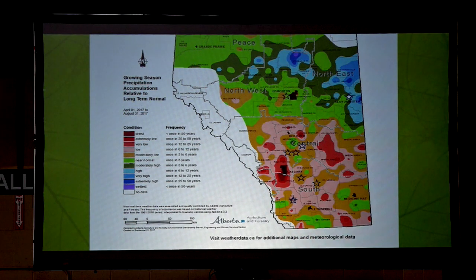And when you look at the precipitation as well, there were areas of the province, I think Vauxhall was mentioned earlier, MD of Taber, you can see there's that little red spot, but also south of Calgary was some of the driest conditions we've ever seen on record. So we did have some challenges in the south.